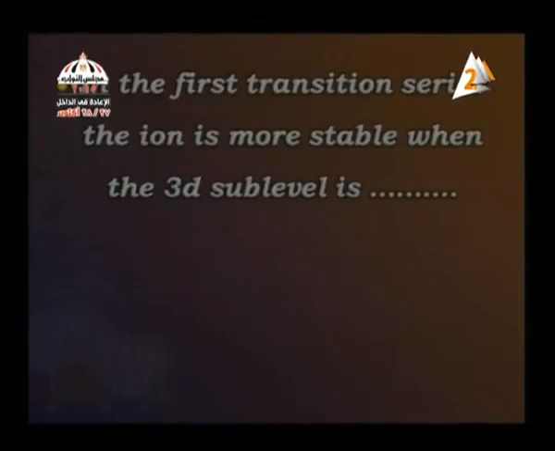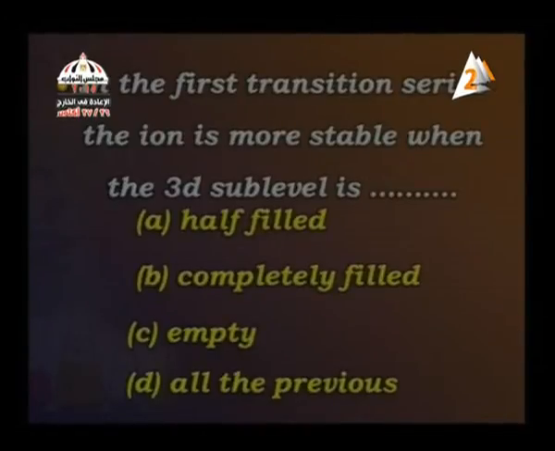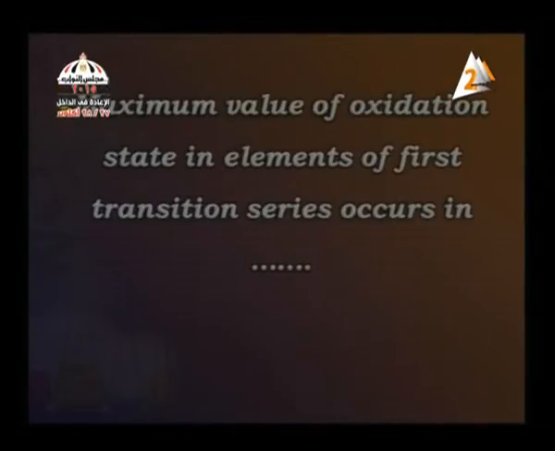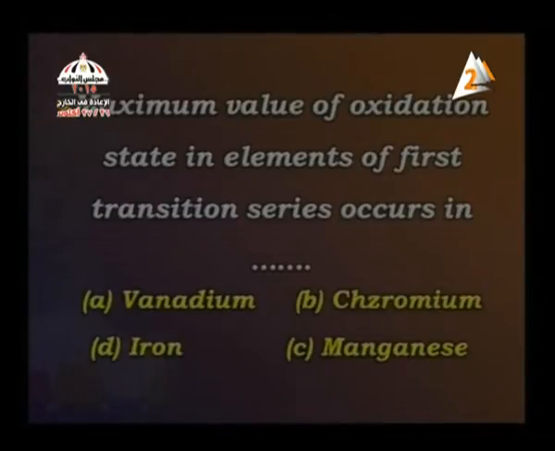Next point, in the first transition series, the ion is more stable when the 3D sublevel is half filled, or completely filled, or empty, or all the previous. Yes, if you think about it, it will be all the previous. Next point, the maximum value of oxidation state in elements of first transition series occurs in vanadium, or chromium, or iron, or manganese. Yes, if you think about it, it will be manganese.